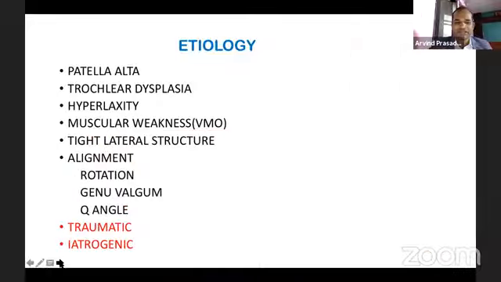This is for the valgus. Then many a time there is traumatic dislocation of the patella. All the structures are fine, but the patella gets dislocated because of trauma, and sometimes iatrogenic also.